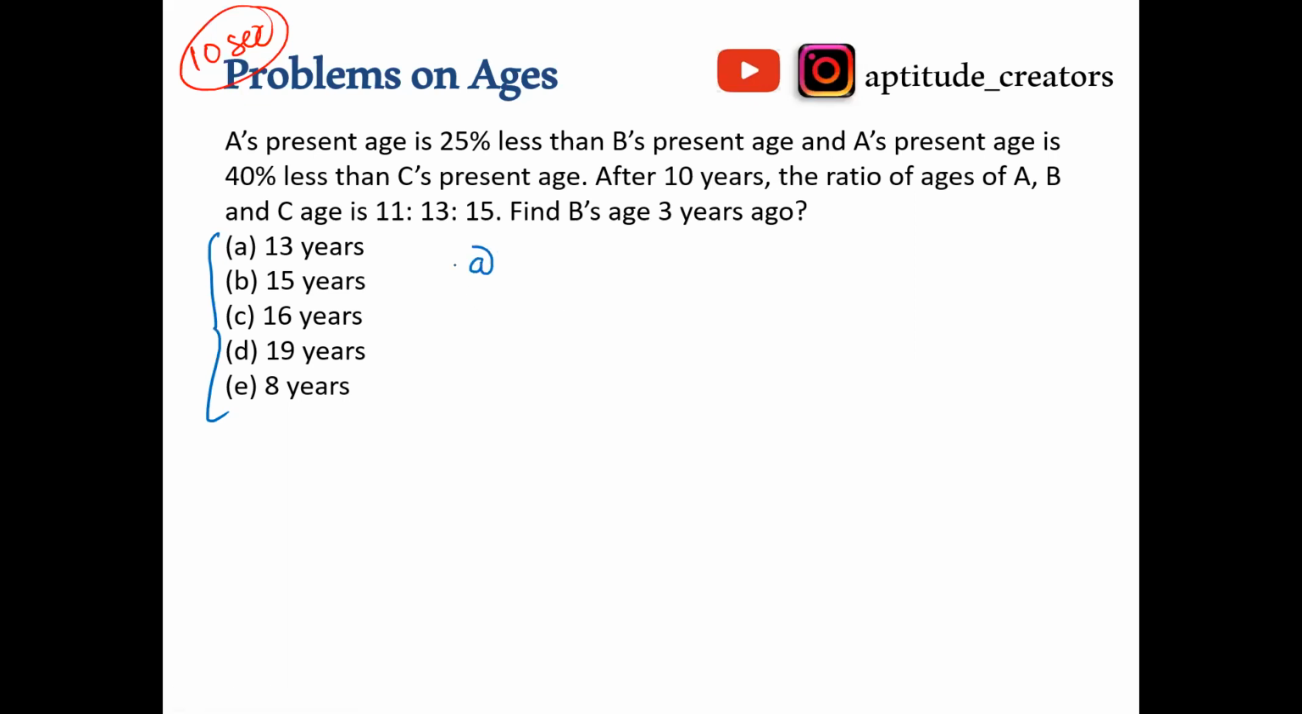Now, if I go with option A, that is 13 years. 3 years ago, B's age is 13. Now, what about the present age? 3 years hence, that will become the present. That is 16 years. Correct.